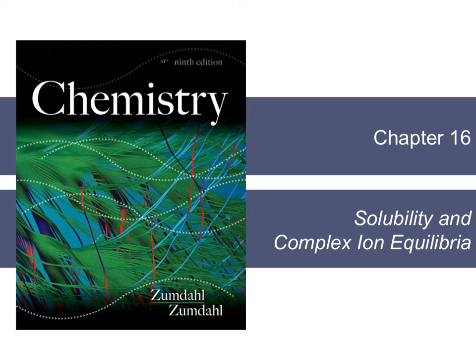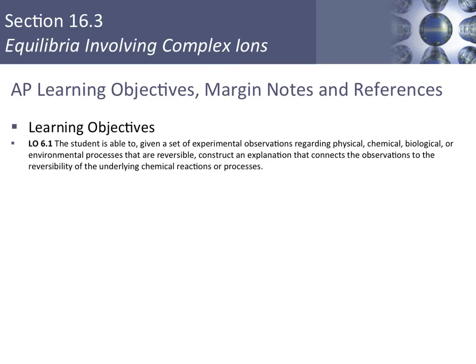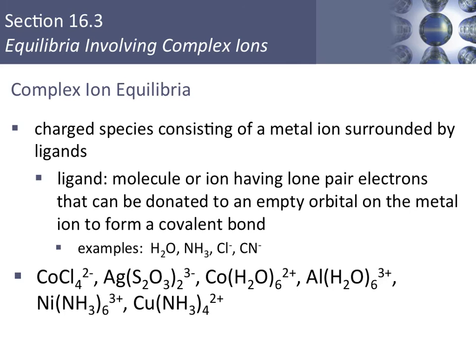Section 3 of Chapter 16 is about equilibria involving complex ions. We talked a little bit about complex ions in Chapter 14. We looked at the hydrated aluminum ion and how it was a weak acid. So let's talk a little bit more about what complex ions are.